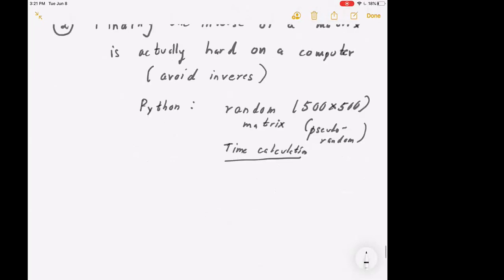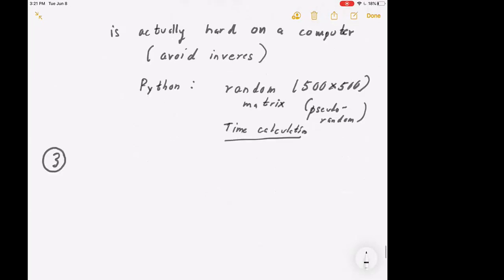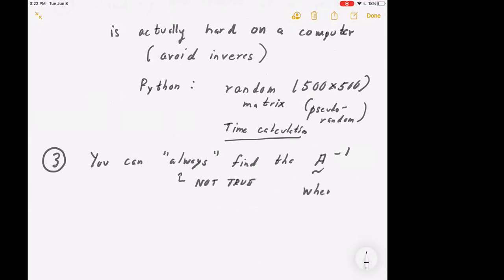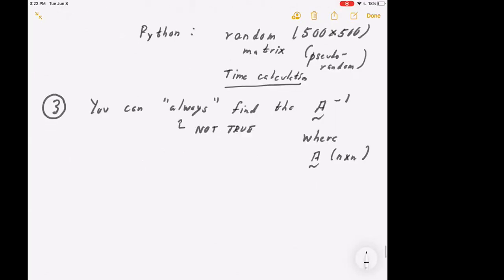Okay. So the third point is exactly what I just said. You can, and I'll put this in quotes, "always find the inverse of the matrix." That's not true. You will see some examples in problem set 4, where the matrix A is square. It's got to be square. The question I want to raise is, suppose you have a matrix that's not square.